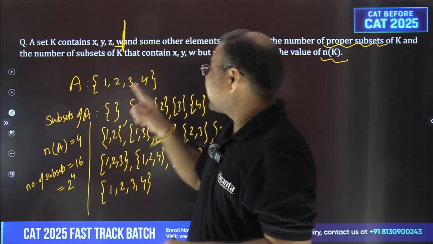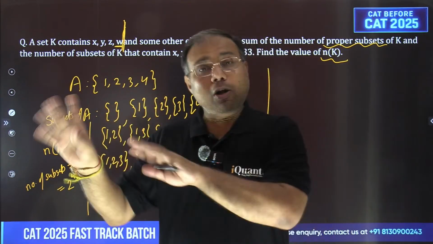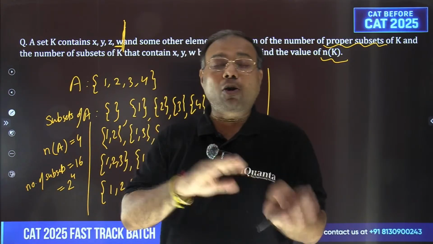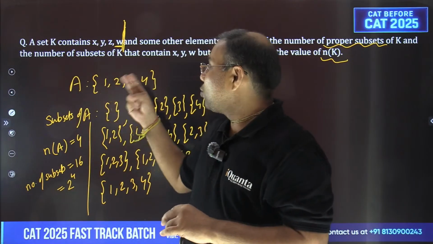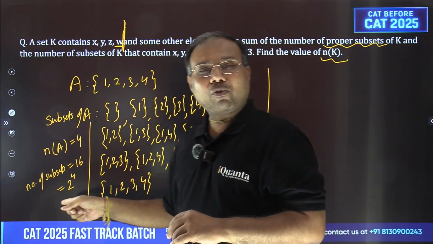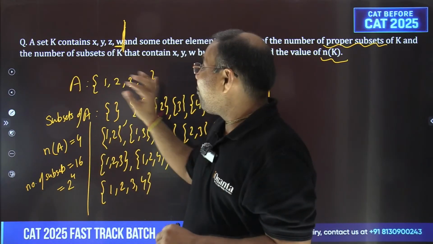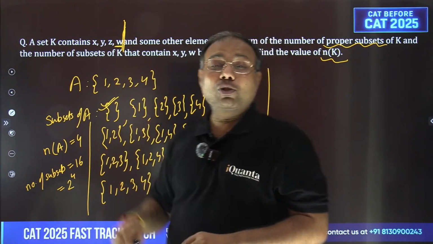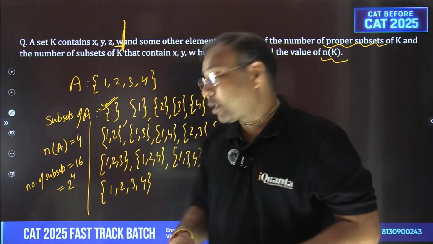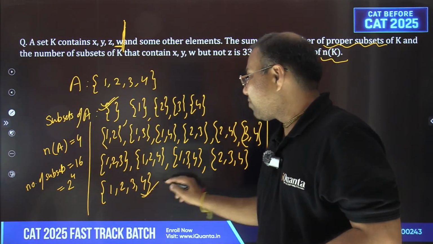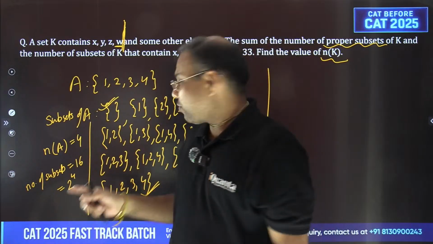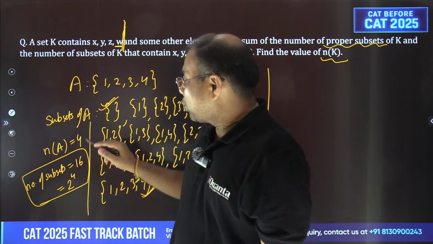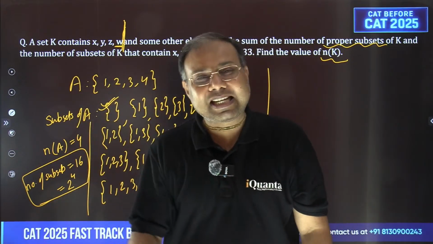Fine. Exactly the same way for element 2 as well. It is included or not. For element 3, again included or not. For element 4, also included or not. Right? So 2 into 2 into 2 into 2 makes it 2 power 4, and it includes the case when nothing is included, that is the null set or empty set. And it also includes the case when every element has been included, that means the entire set itself. Fine. So that's how the number of subsets is given by 2 raised to the power of the number of elements in the set.